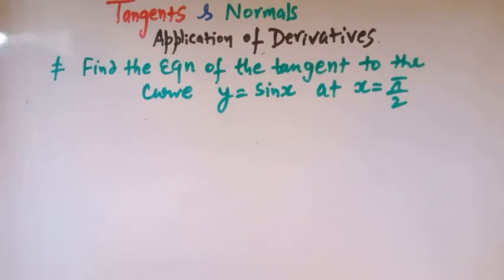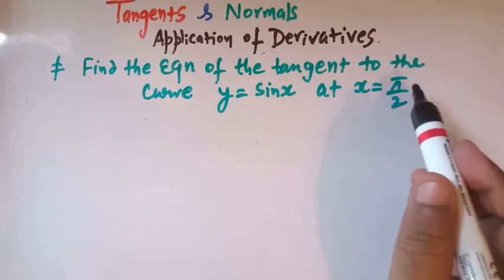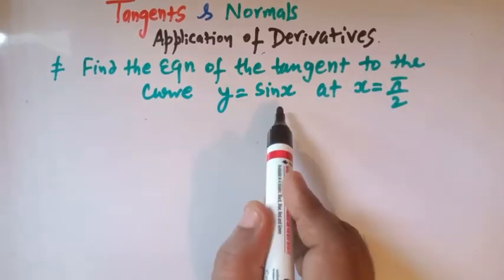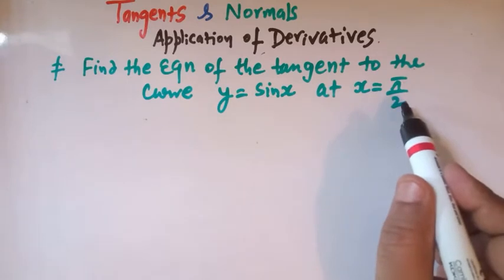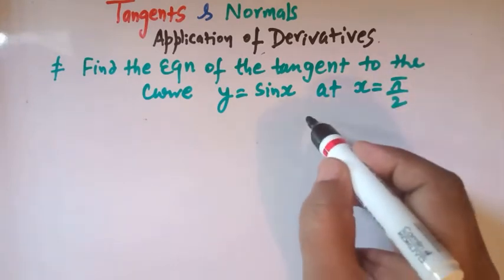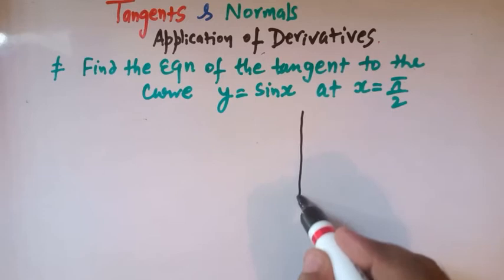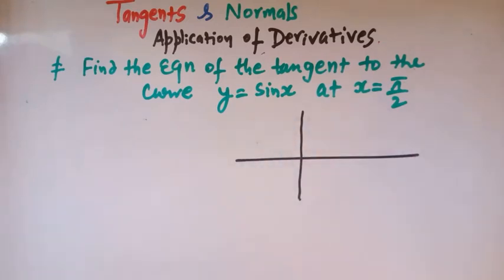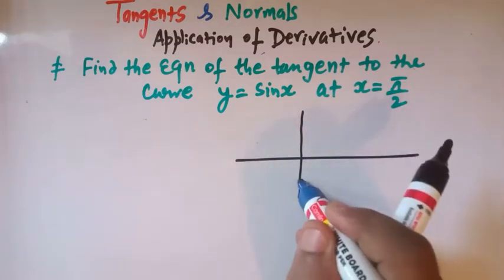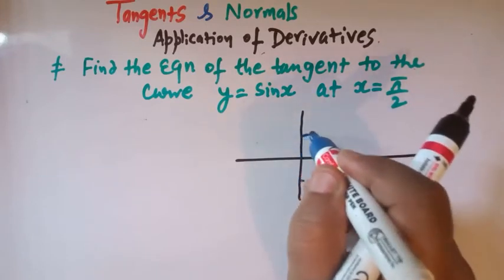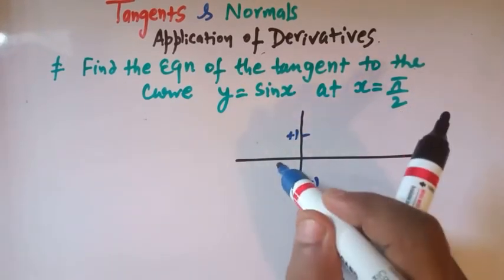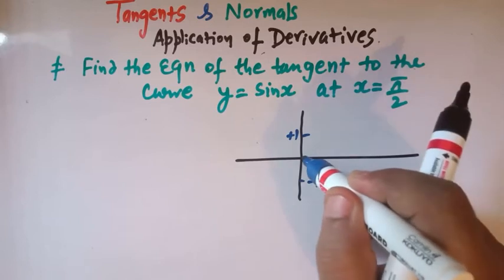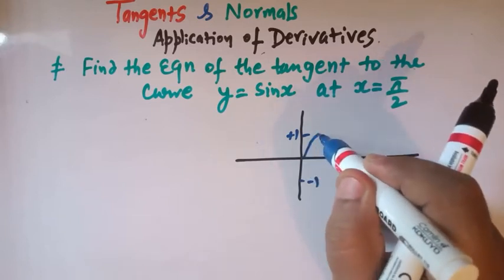Viewers, I am taking a very simple problem, but it is a very conceptual problem. Find the equation of the tangent to the curve y equal to sin x at x is equal to pi by 2. Now viewers, we know that the graph of sin x is here we have minus 1 and here we have plus 1. So we know that the graph of sin x is like this.